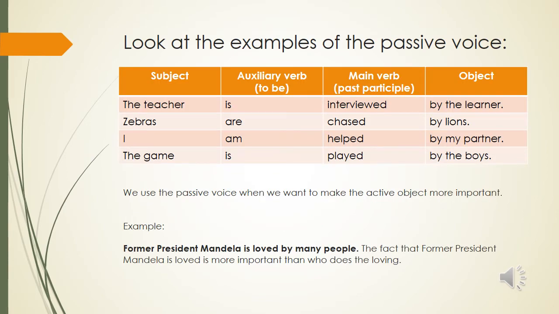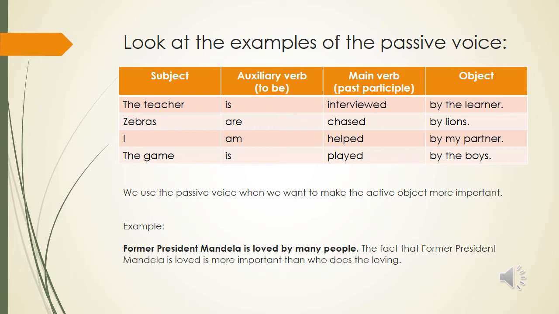Okay, let's look at the examples of passive voice. We've got the subject, the auxiliary verb, the main verb in the past participle form. It's got an ed at the end, and then the object that has the word by. The teacher is interviewed by the learner. Zebras are chased by lions. I am helped by my partner. The game is played by the boys.